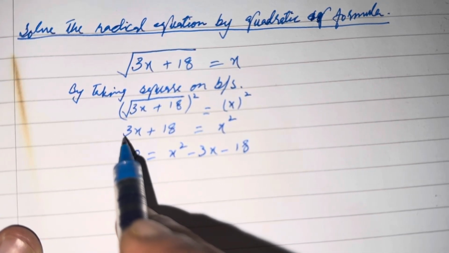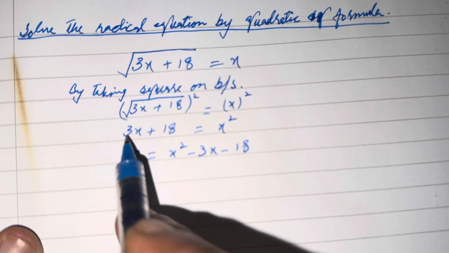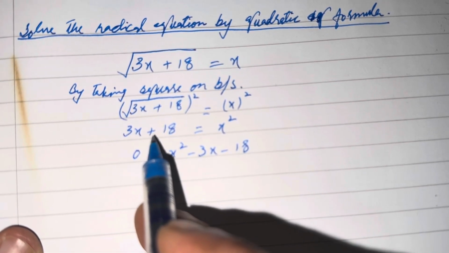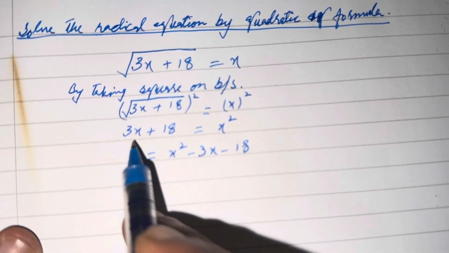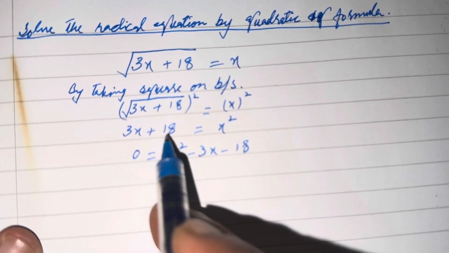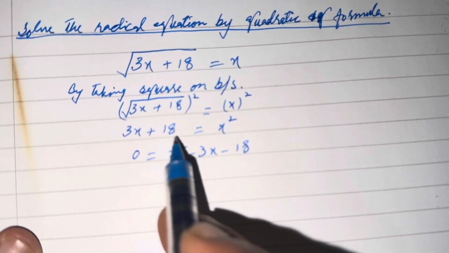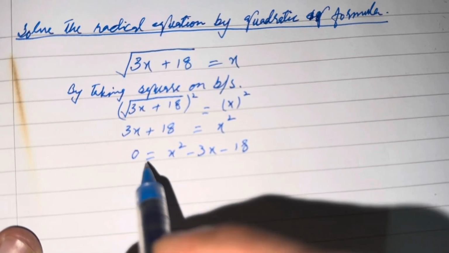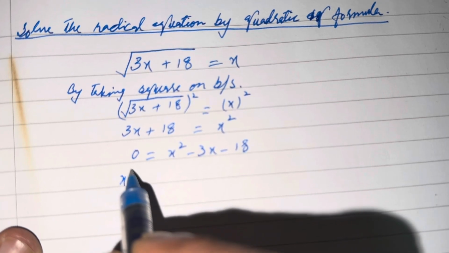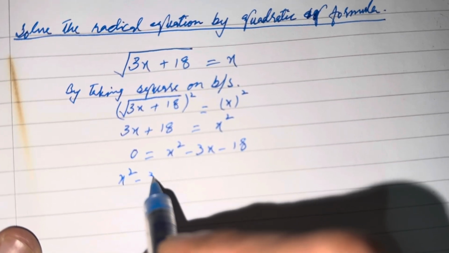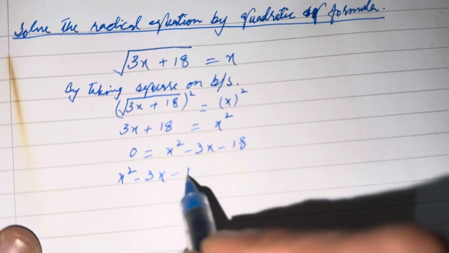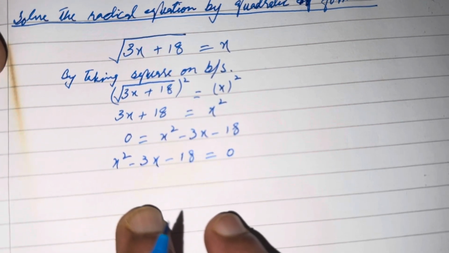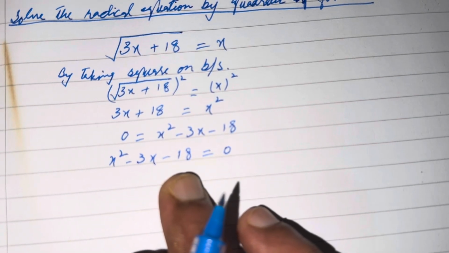So on that side the sign of the 3x is positive and the sign of the 18 is also positive. So when we take these two terms on the other side of the equation, the sign will be changed. So now change the sides of the equation. So you can write this equation like x squared minus 3x minus 18 is equal to 0. So now we have got the standard form of the equation.